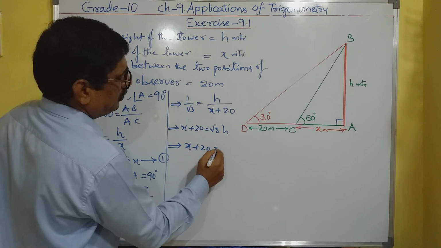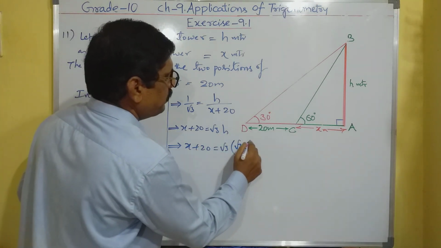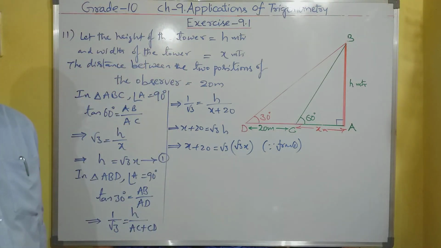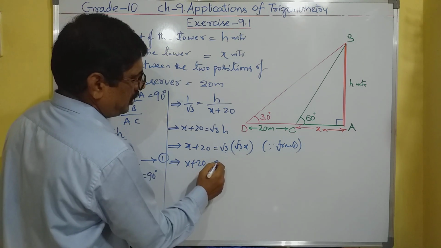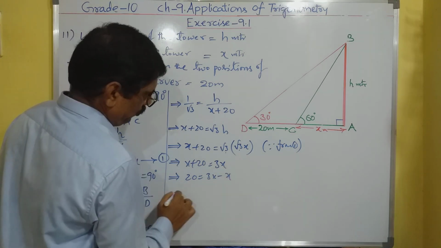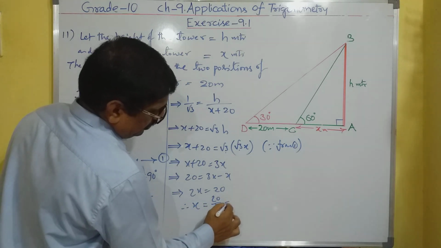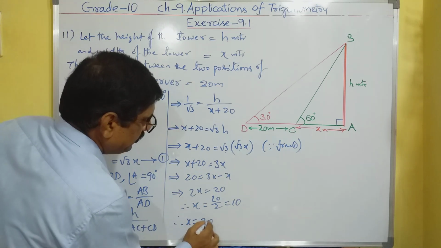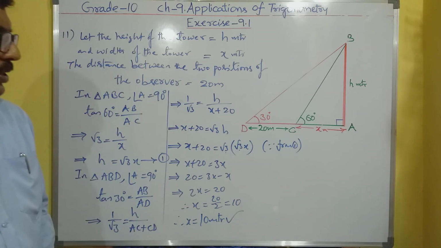x plus 20 is equal to root 3 into h, and h is root 3x. In the place of h we can write root 3x, that we have got from equation 1. Now this implies x plus 20 is equal to root 3 into root 3x, which is 3x. 3x minus x is 20, so 2x is equal to 20, and x is equal to 10. We got the x value. Therefore, x is equal to 10 meters.